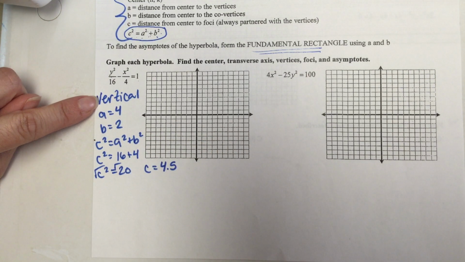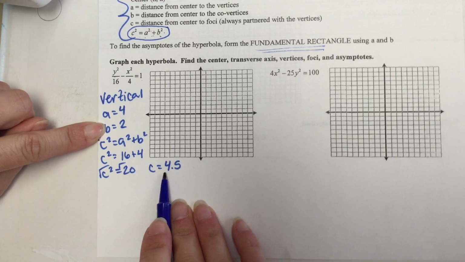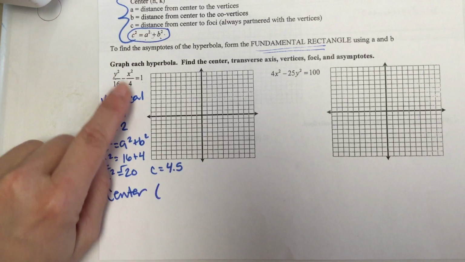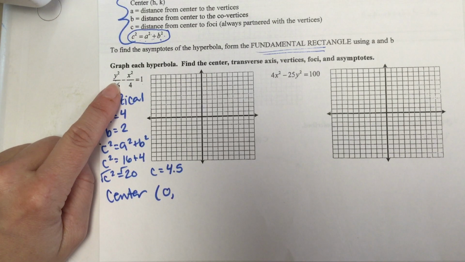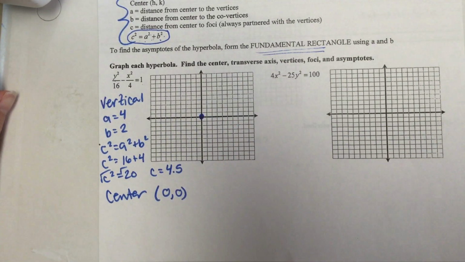So I know this thing is vertical. I know A is 4, B is 2, C is 4.5. The center, where is the middle of all of this? What are you subtracting from X in parentheses? Nothing. What are you subtracting from Y in parentheses? Nothing. So you're centered at 0, 0.